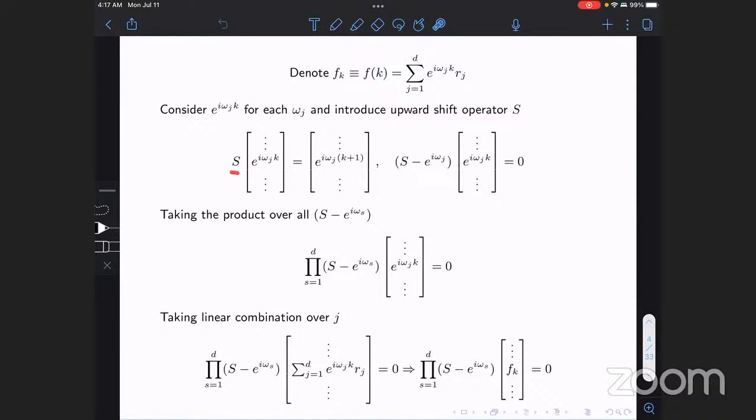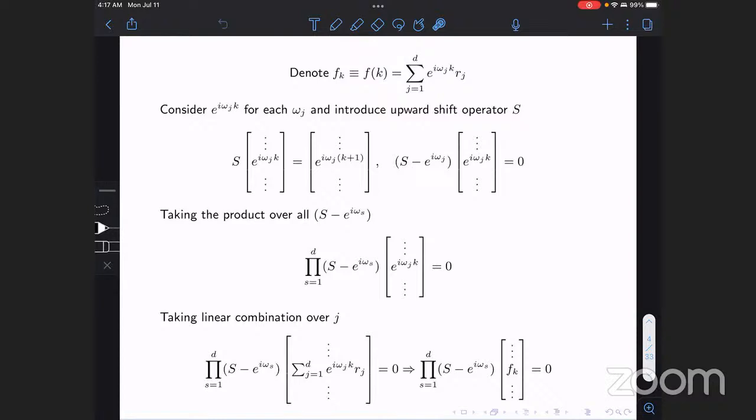When we apply S to this vector, you see that it essentially just moves every entry up by one slot. So in fact, every entry is multiplied by e to the i omega_j. Therefore, S minus e to the i omega_j applied to this vector is equal to 0. This is very important for us.